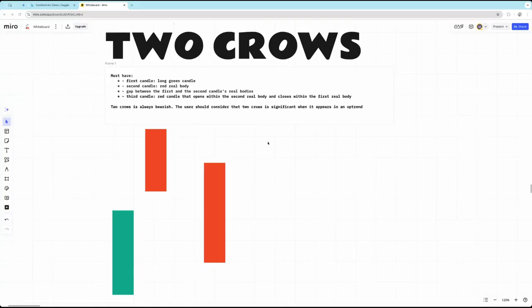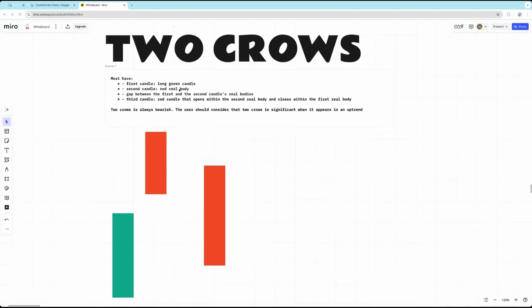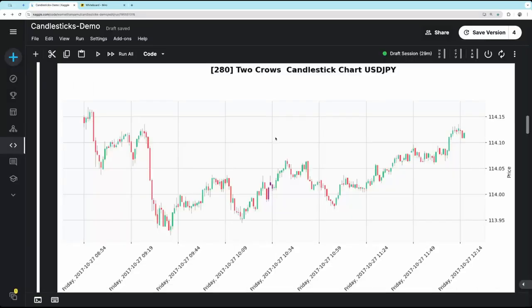If we go back to the definition, the 2 crows are more significant when they appear on an uptrend. Let's look at more zoomed out charts now so that we can see how the trend affects the 2 crows signal. We have a sideways movement here, then the price breaks the support level and goes into a sideways movement again. The 2 crows appear in this zone, making this a bad signal.